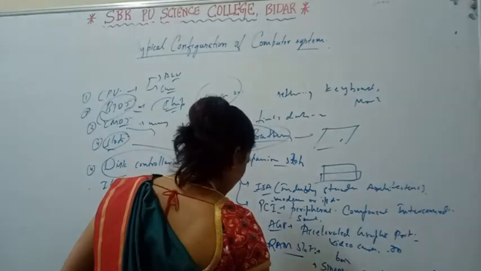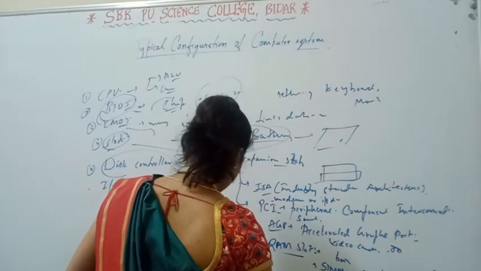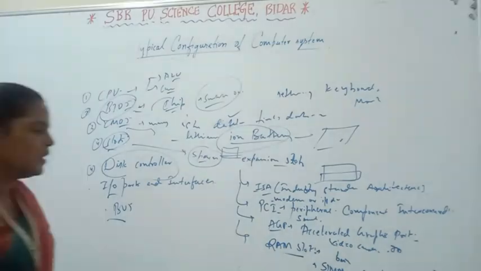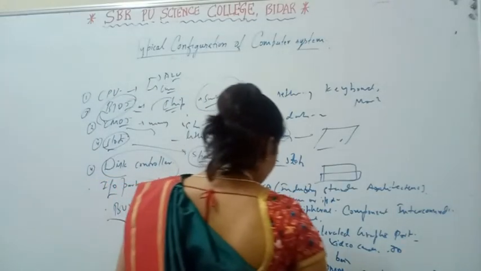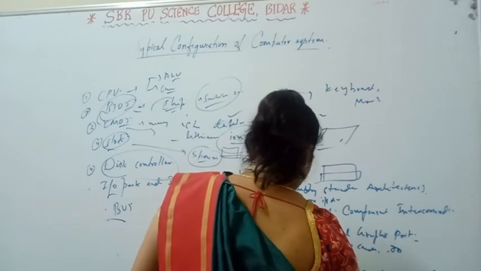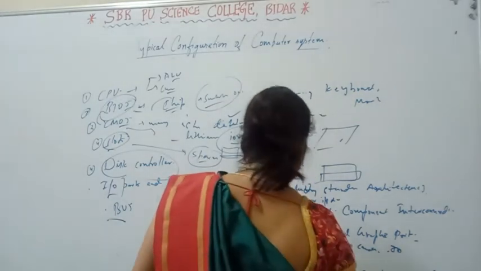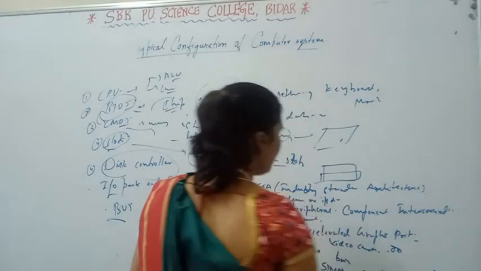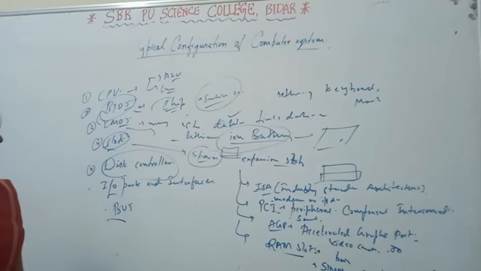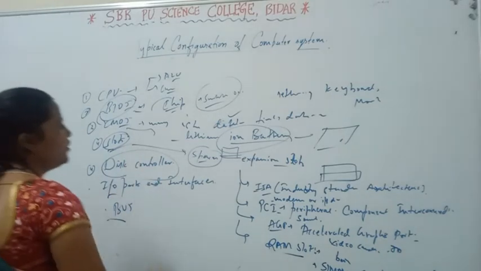The last one is our processor slot. This is the largest slot, because we insert the processor chip in it. Insertion of the processor chip is done by this processor slot. Okay. So these were the different slots present.